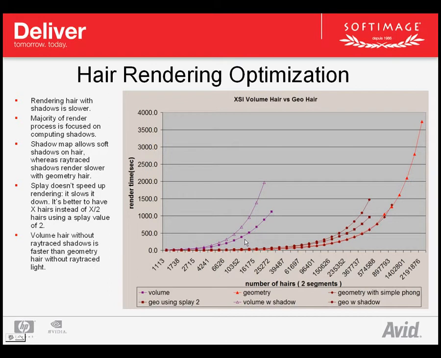The one exception is the volume hair solution is a little bit faster when rendering with ray trace shadows. So in that case, you are better off going with the volume shader. So that's a really quick overview, the comparison and the performance numbers with the two different shaders. We'll get into more details in the actual rendering analysis section.